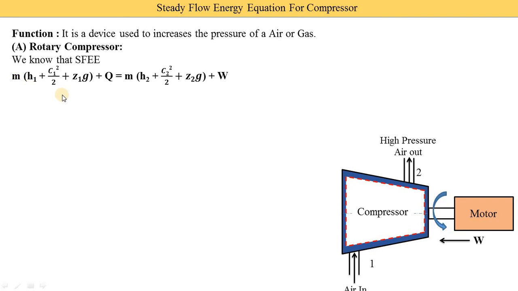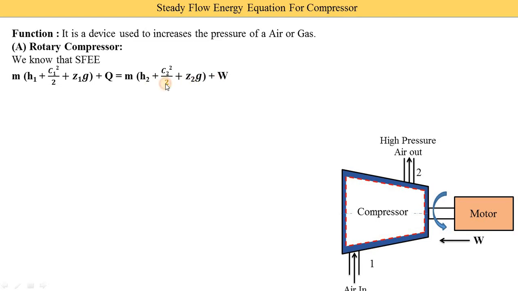To start the derivation for any component or system, we require the basic generalized equation. It is m times the bracket h1 plus c1 squared by 2 plus z1g, closed bracket, plus Q, equal to m times another bracket h2 plus c2 squared by 2 plus z2g, closed bracket, plus work done.